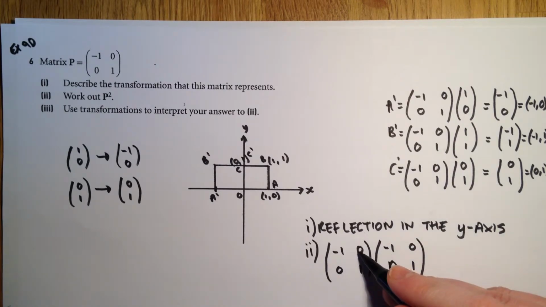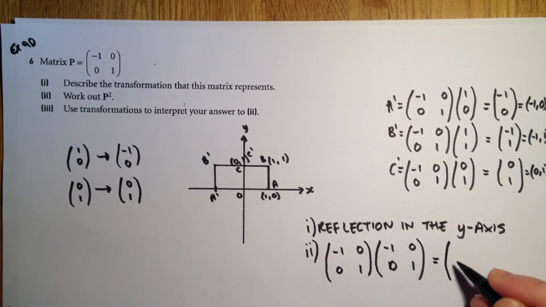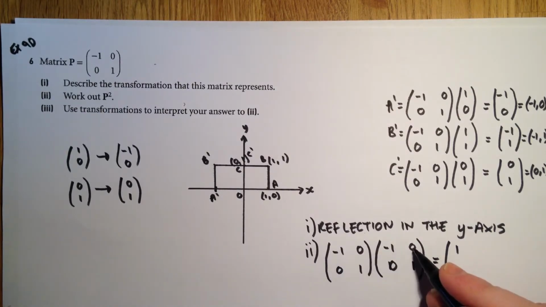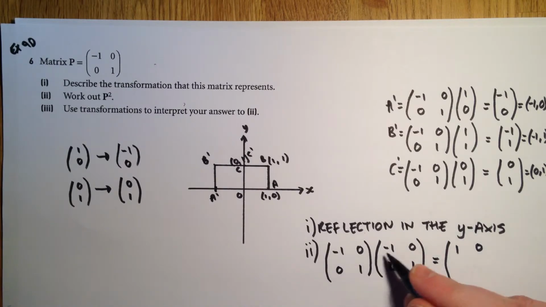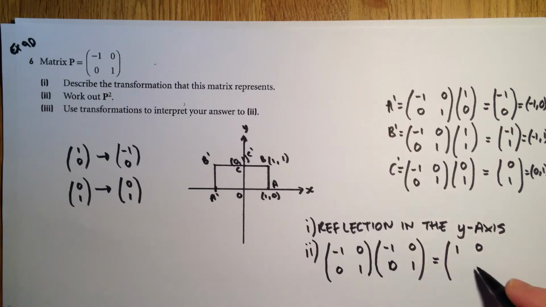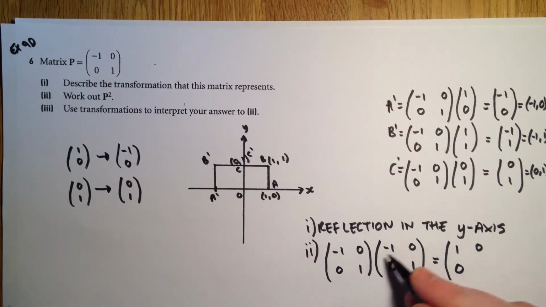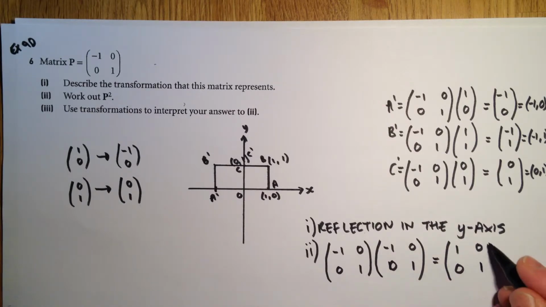That's 1 plus that times that, which is 0. So that's 1. Negative 1 times 0 plus 0 times 1, that's 0. 0 times negative 1 plus 1 times 0, that's 0. 0 times 0 plus 1 times 1, that's 1. So that's p squared.